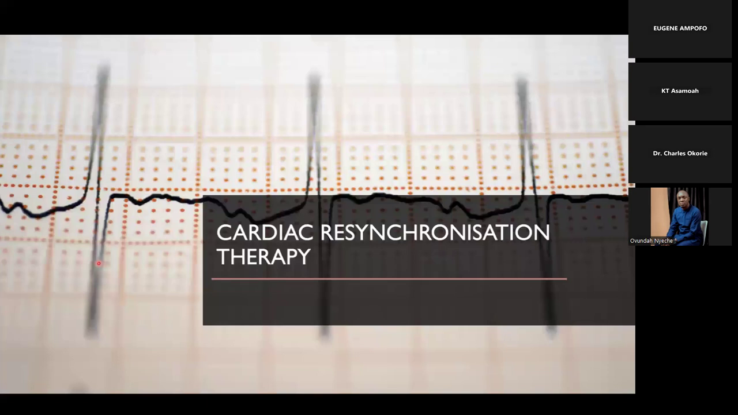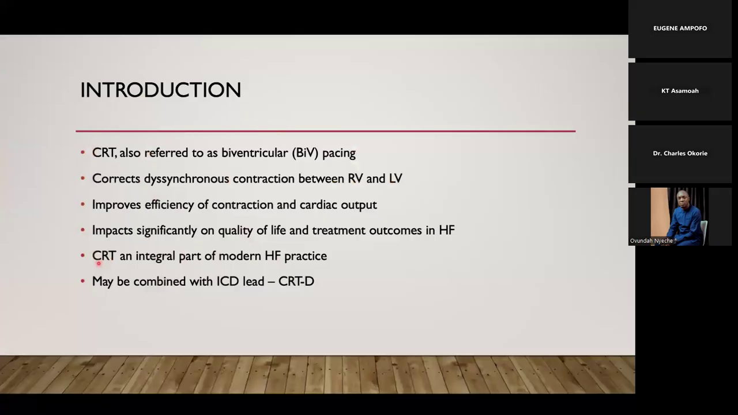So then we go to the second part of the presentation, which is CRT, cardiac resynchronization therapy. And it's also referred to as biventricular pacing because the CRT involves the use of leads in both the right ventricle and the left ventricle, in addition to the right atrium. And its aim is to correct the desynchronous contraction between the ventricles. And by doing so, it improves the efficiency of contraction and cardiac output, and also improves quality of life and treatment outcomes in heart failure.